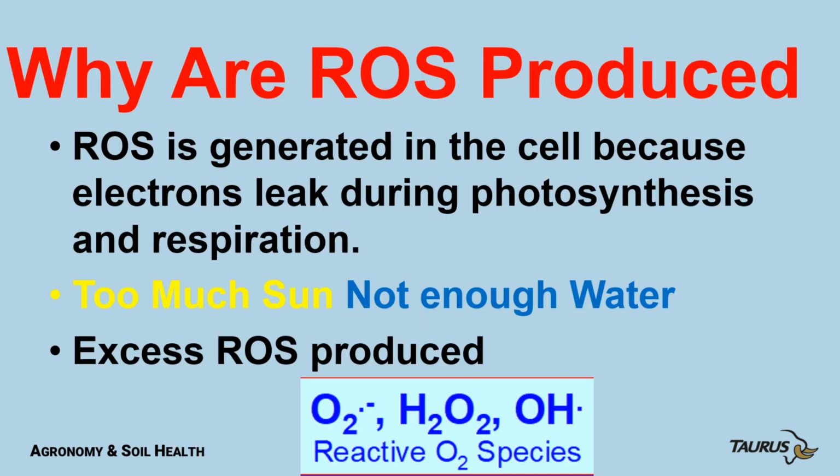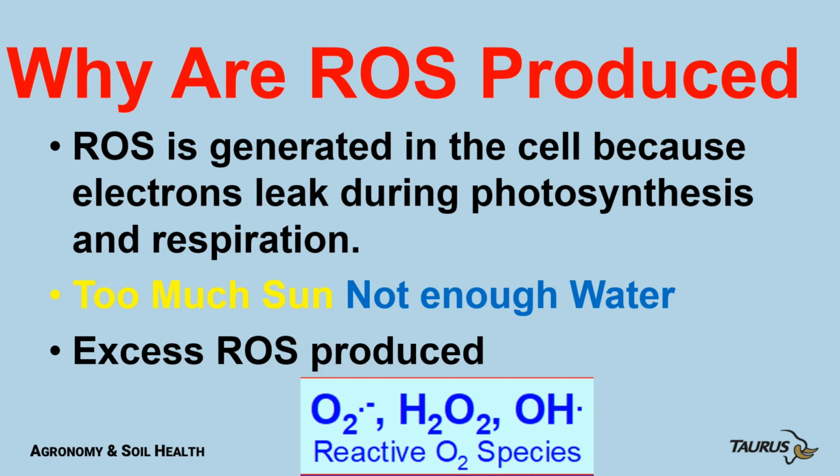The one thing I'm going to focus on, because it's probably the most important one, and every research paper you pick up today is going to be talking about ROS, reactive oxygen species. And they're generated in the cell because electrons leak during photosynthesis and respiration. So as important as photosynthesis is, and respiration in the mitochondria, they also have problems when there's too much sun and not enough water, basically. Excess reactive oxygen species are produced and they attack the cell.